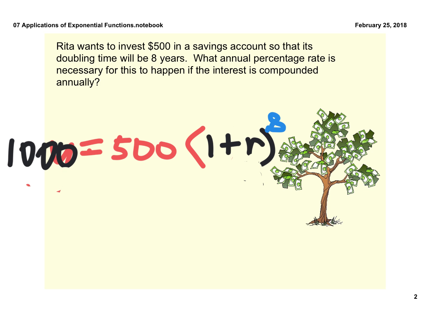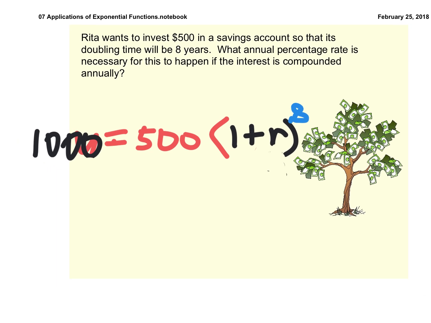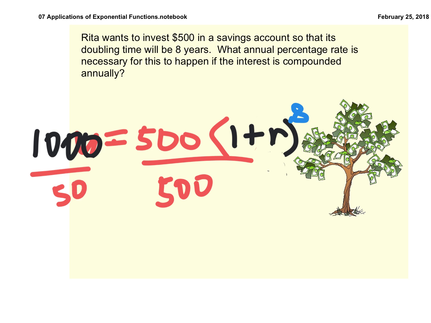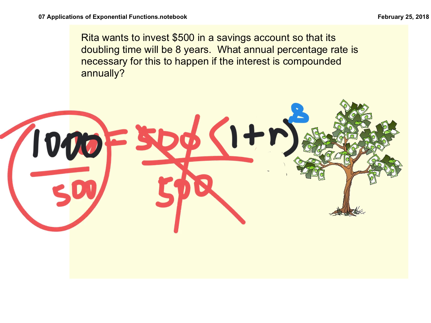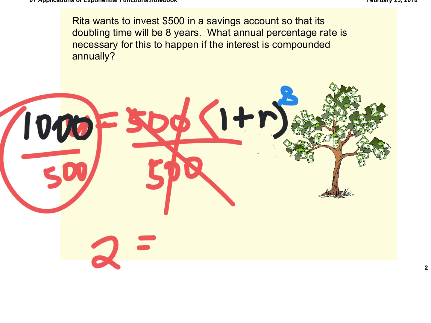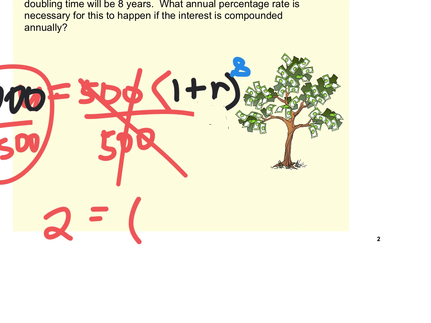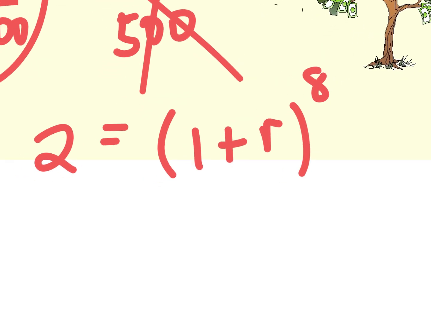Who knows the first step? You won't need a calculator for a long time. What's the first step? Divided by 500. Why? Because you want to get the R alone. And then dividing by 500 gets that pesky 500 off of there. And then 1,000 divided by 500 is 2. Well, gee, I could have just done that right off the bat. But nobody would have known to set it up this way. Okay, now what?